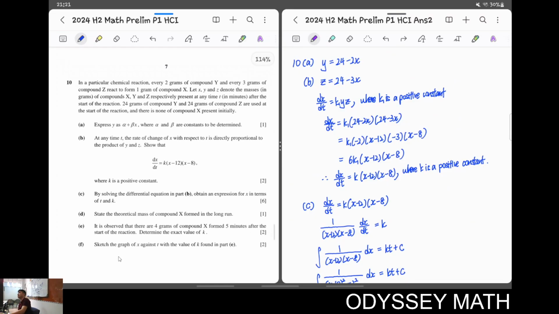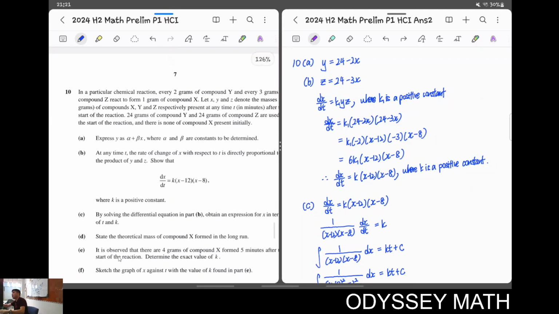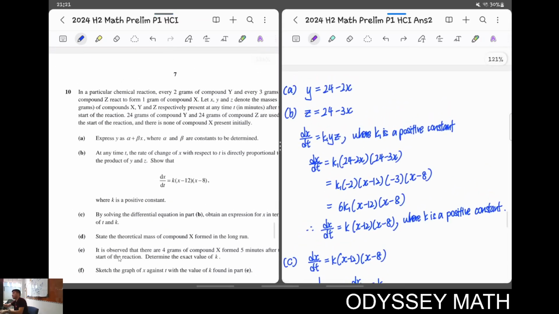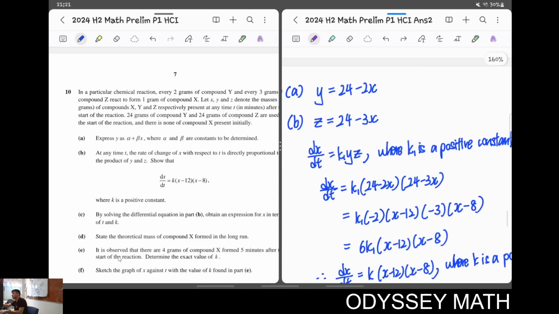But slightly harder. In a particular chemical reaction, every 2 grams of compound Y and every 3 grams of compound Z react to form 1 gram of compound X. Let x, y, z denote the masses of compounds X, Y, and Z respectively, present at any time t in minutes after the start of the reaction. 24 grams of compound Y and 24 grams of compound Z are used at the start of the reaction, and there is none of compound X present initially. Part A, express y as alpha plus beta x, where alpha and beta are constants to be determined.